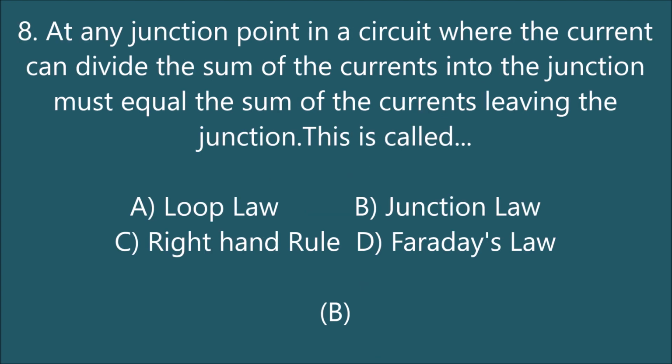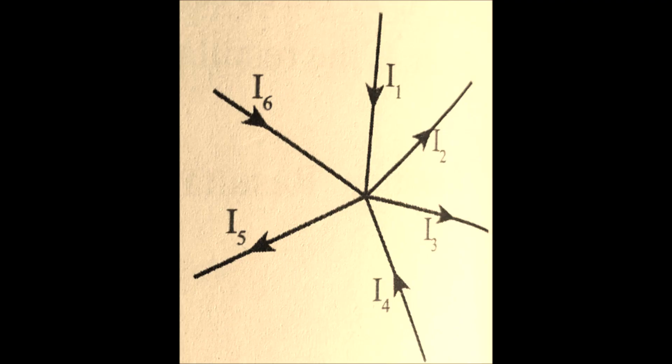At any junction point in a circuit where the current can divide, the sum of the currents entering the junction must equal the sum of the currents leaving the junction. This is called loop law, junction law, right hand rule, Faraday's law. B is the right answer. Means it is called junction law. This law is based on the conservation of charge. Once look at this image. Here I1, I4, I6 currents are coming into the junction, whereas I5, I2 and I3 are leaving away from the junction.